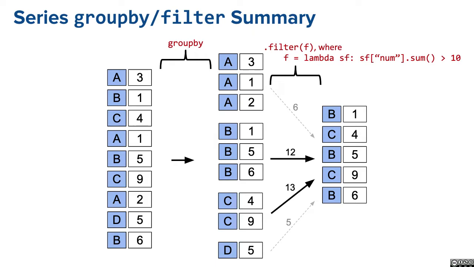So what pandas will do is it will say, okay, well, this first group here has a sum of 6, so let's take it out. The second group here has a sum of 12, so let's keep it in. The third group here has a sum of 13, so let's keep it in. The last group here has a sum of 5, so let's take it out. So this lets you filter out groups using some attribute of the group itself. Okay.